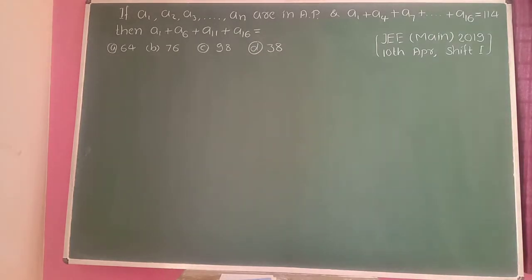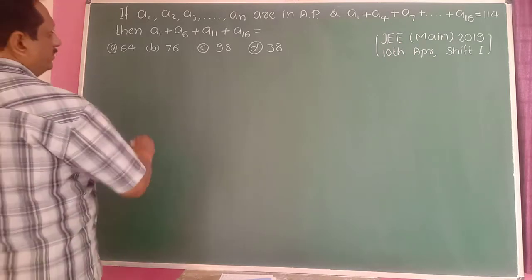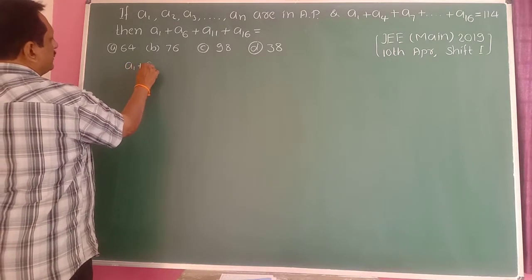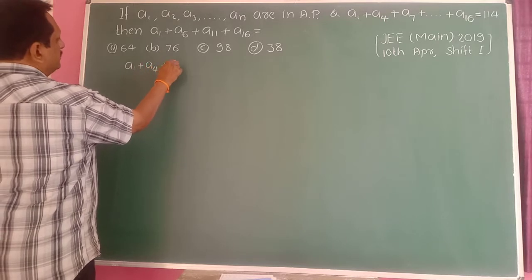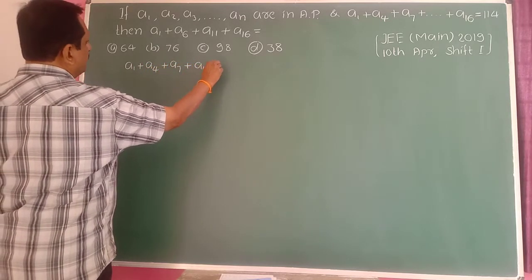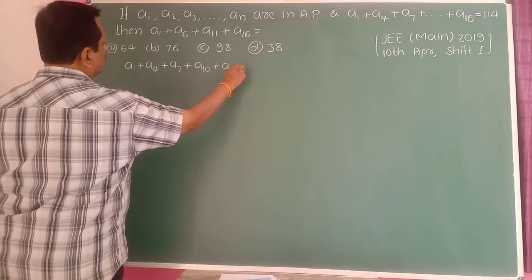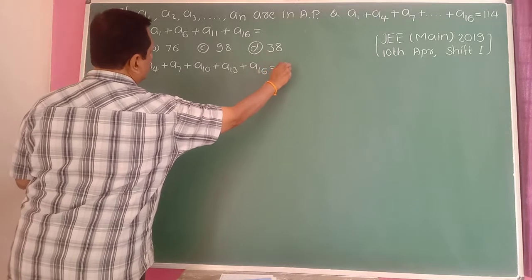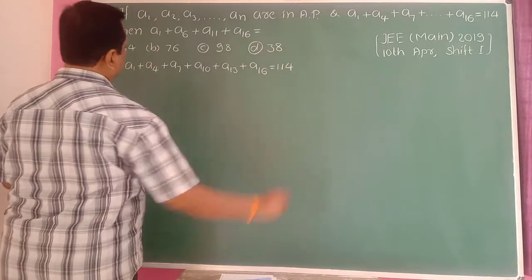In this case, they have given that A1, A2, A3, and so on up to AN are in AP. Then they have given A1 plus A4 plus A7 plus A10 plus A13 plus A16 is equal to 114.